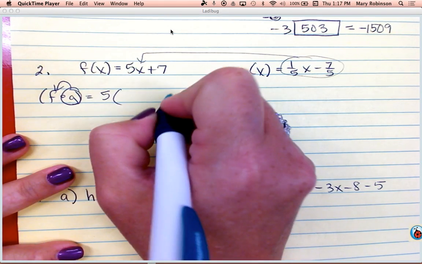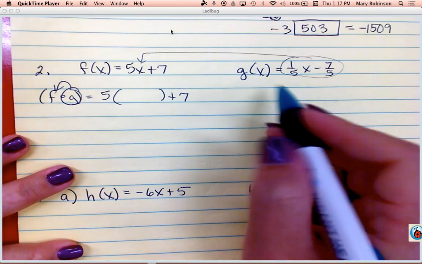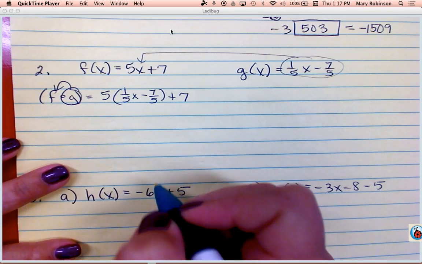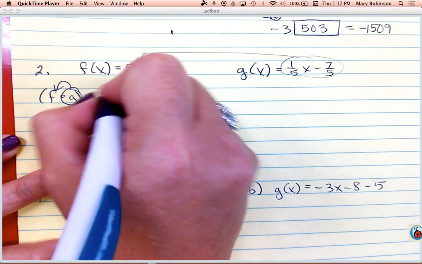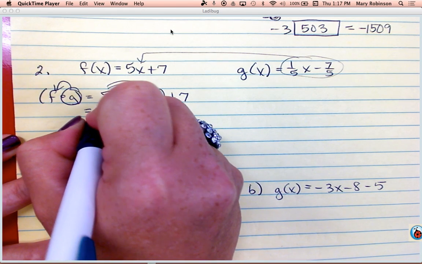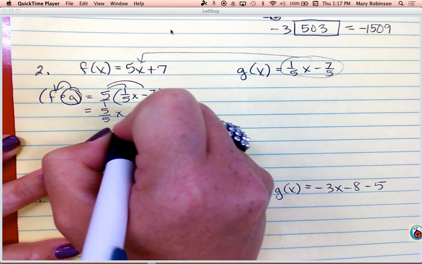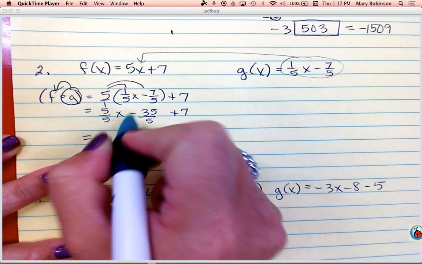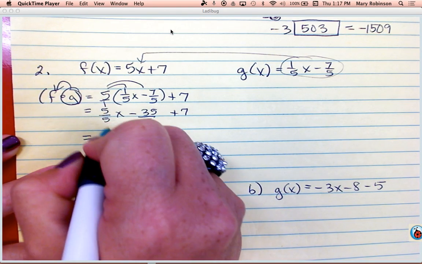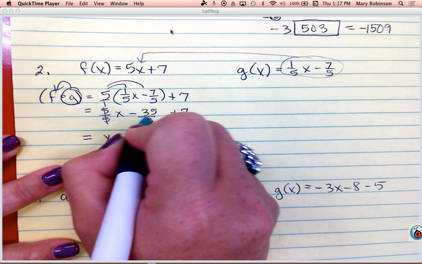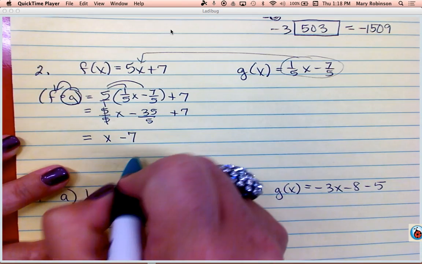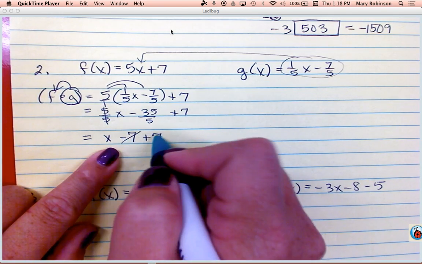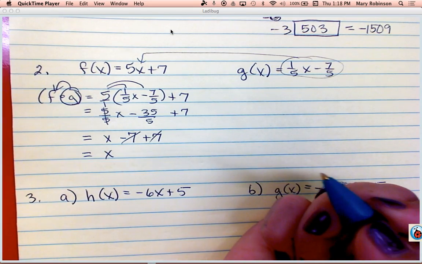So that means I'm keeping the 5 and the plus 7, but in its place I'm going to put 1/5 x minus 7/5. Your job at this point is to distribute and simplify it. So that would give us 5 over 5x minus 35 over 5. I can recognize that 5 over 5 is going to give us 1x, and negative 35 divided by 5 is negative 7. So I'm left with x minus 7 plus 7, and negative 7 plus 7 is 0, so I just get x. So that's good news.